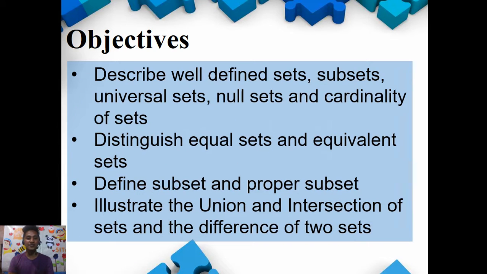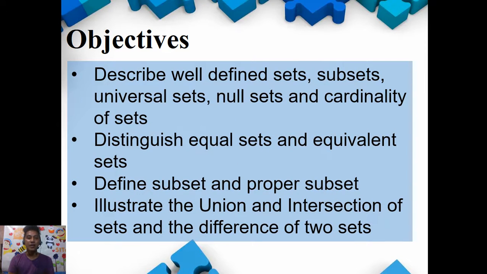So let's get started. Our first topic is all about sets. Before we proceed, it's good to know first our objectives. The following are our objectives.